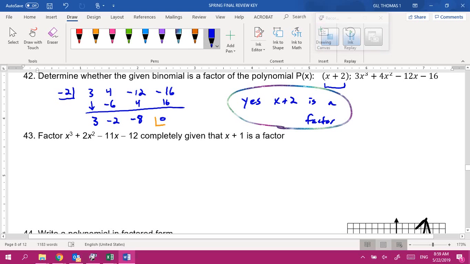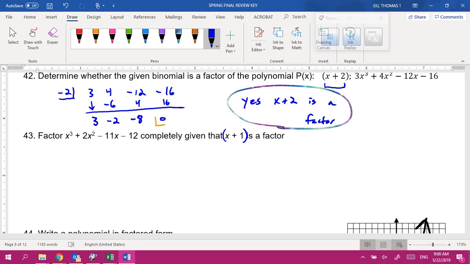All right, 43. So they're telling us that x plus 1 is a factor, and they want us to factor completely. So if x plus 1 is a factor, what do you think? What can I do here? What do you think? X plus 1 is a factor. This is using synthetic division.